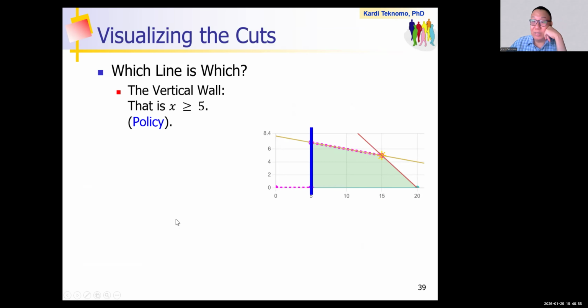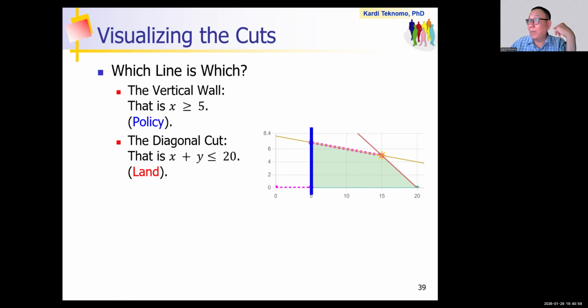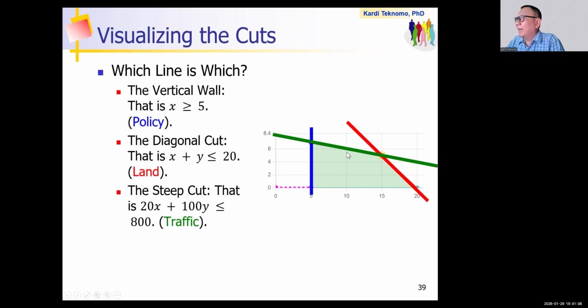Now, can you see the steep line chopping off the top? This one, the green one, is the traffic. The steep cut here, the green one, represents the traffic bottleneck, and the red diagonal cut represents the land constraint. Is it clear or not? All these lines represent the constraints that you set a while ago.